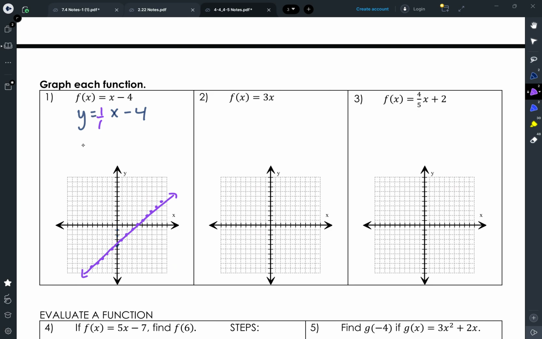So let's just label really quick. My slope was 1 over 1. My y-intercept was 0, negative 4. Let's do the same thing on the next one.